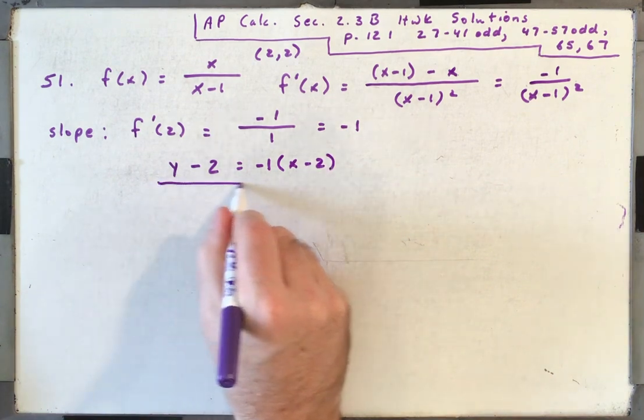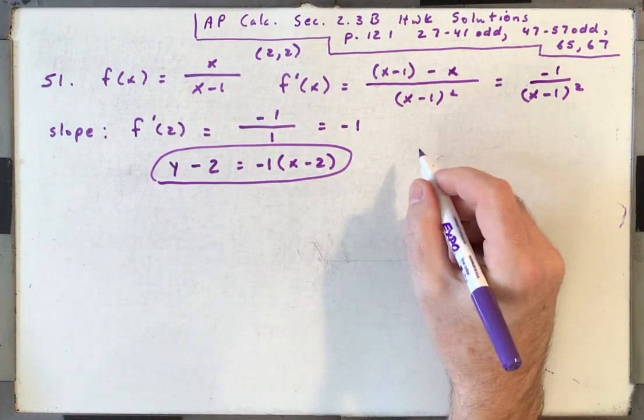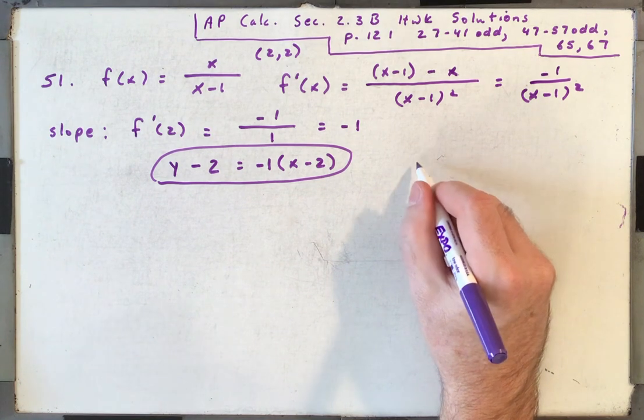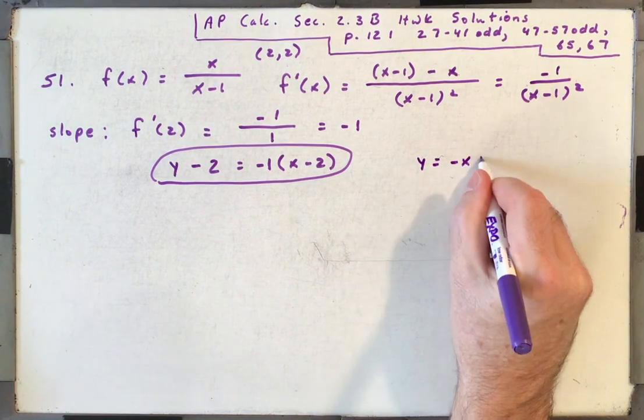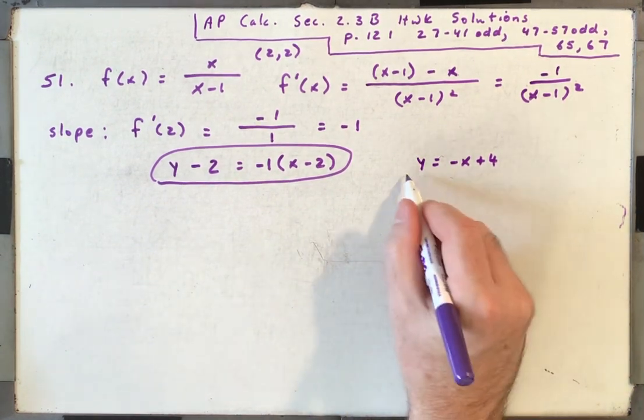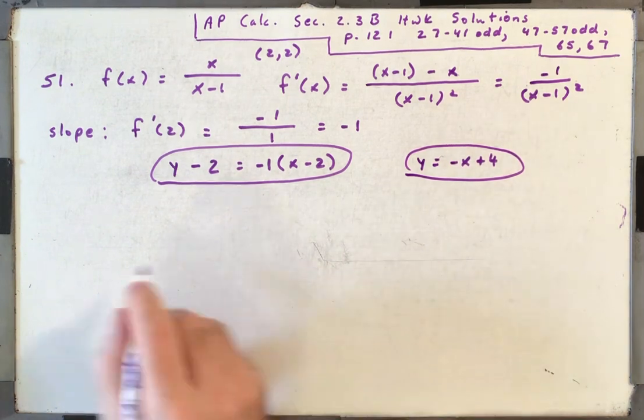I am totally fine with that. The back of the book probably puts it in slope-intercept form, so if you solve for y, it's y is equal to -x plus 4. All right? So that's probably what the book does.